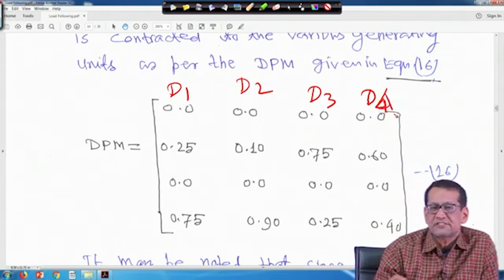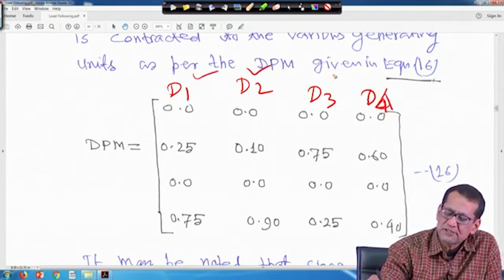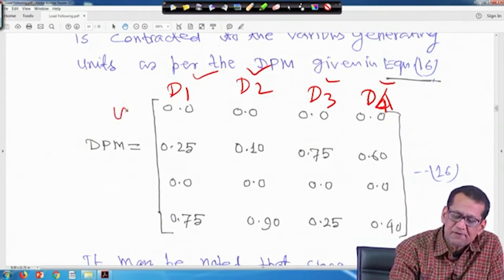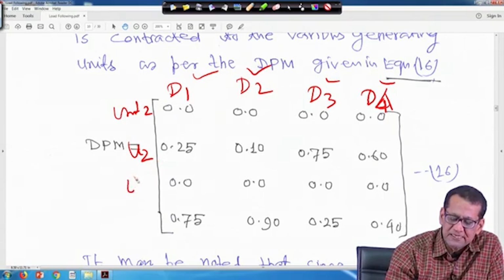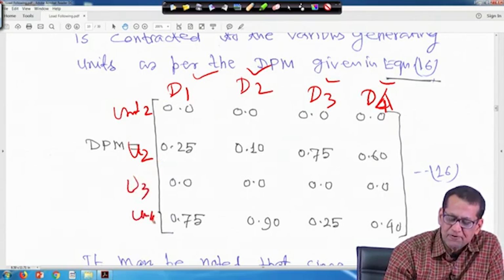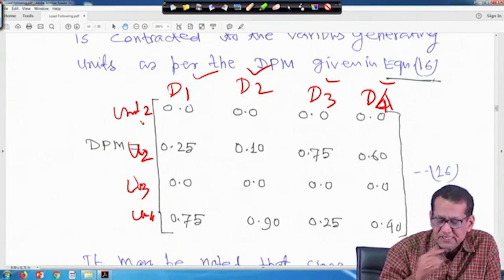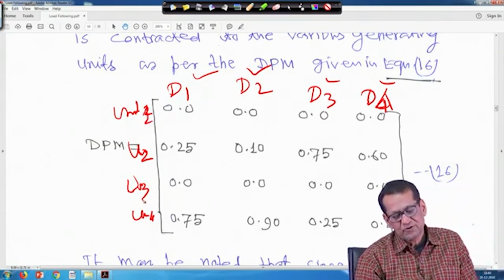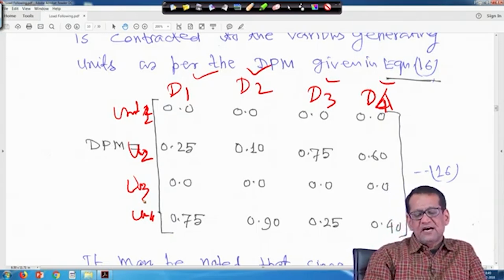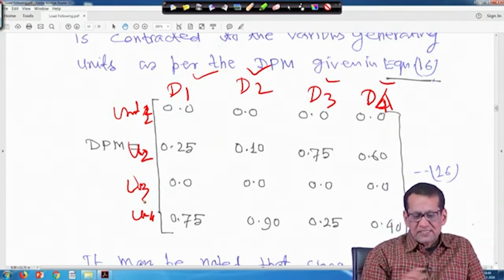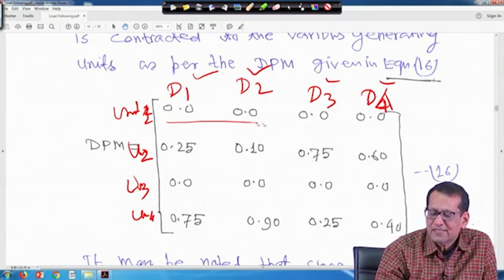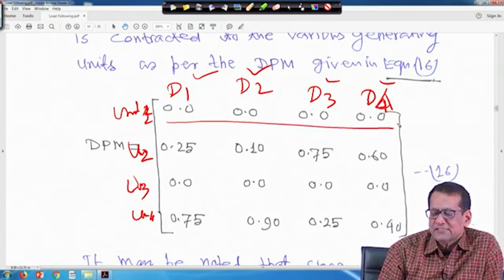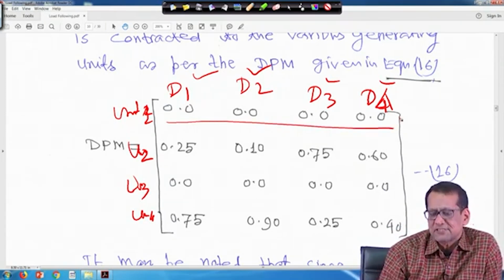This is disco 1, disco 2, disco 3, disco 4, and this is my unit 1. I am making it short. Unit 1, unit 2, unit 3 and unit 4, right. So, unit 1 and unit 3 are not under any load following. That is why they have no contract with any discos. That is why the CPF is 0, this row is 0.